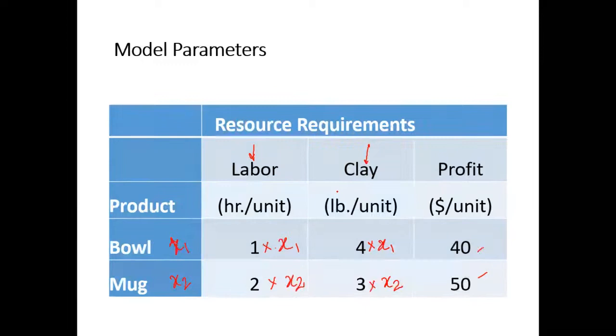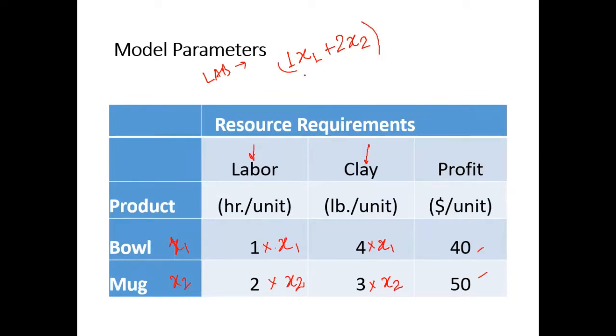So we can write here. For the constraint of clay, first of all, we'll write for labor. So labor is 1x1 plus, tell me, what should we write for labor? 2x2. This is the total labor required for making x1 and x2.